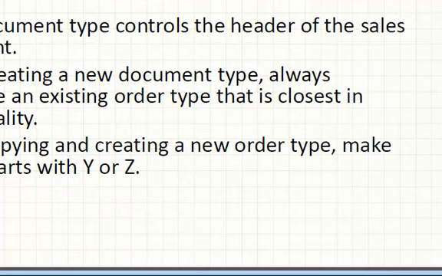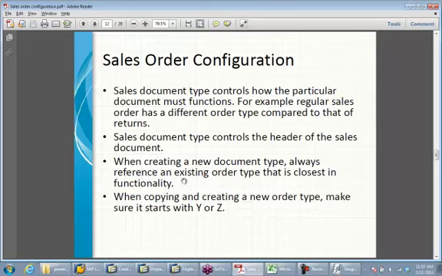Okay, relating to the sales order configuration. So the sales document type, it controls how the particular sales document might function. Okay, so for example, a regular sales order will have a different order type compared to that of a returns. Okay, so the document order type that you enter, it specifies what is the business process that's happening through this sale. Okay, the sales document type, it controls the header of the sales document, and generally a tip is whenever you're creating a new document type, always reference an existing order type that is closest in the functionality.